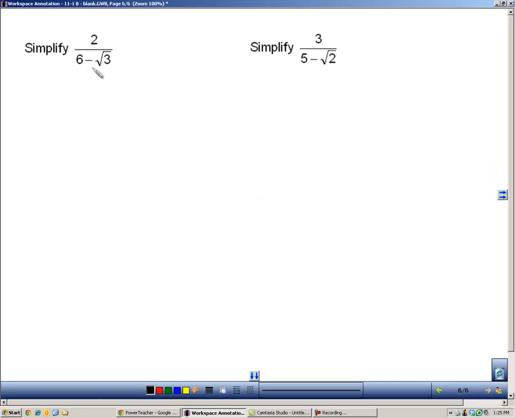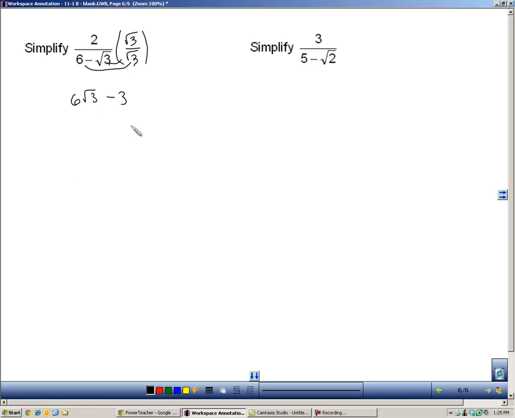Here are some more fractions we have to simplify, and we're going to use the conjugate idea that I just showed you. But before I do that, I want to show you why using the method that we learned before won't work. Some people look at this and they want to multiply by root 3 over root 3 because they think that square root of 3 times square root of 3 will be 3. And they're right. But what they forget is to take this root 3 and distribute. So what you would actually get is 6 root 3 minus 3 if you did that.